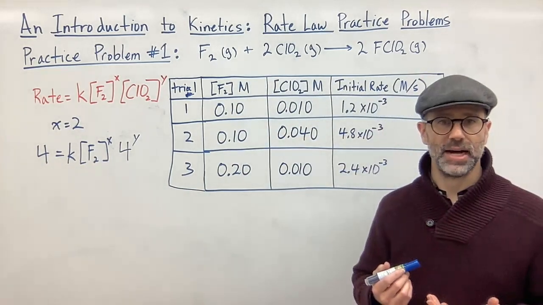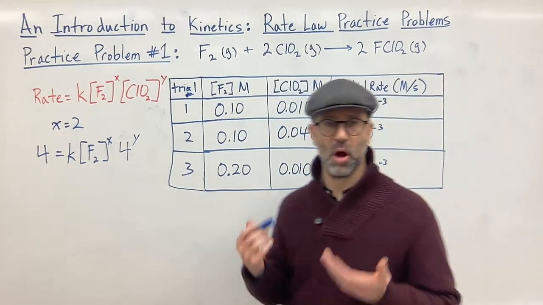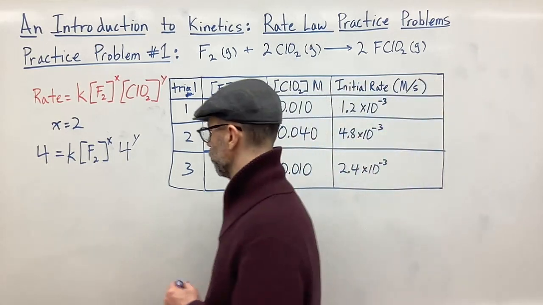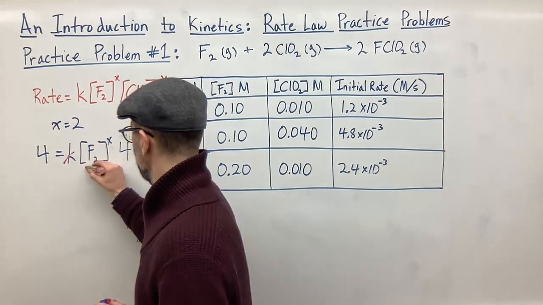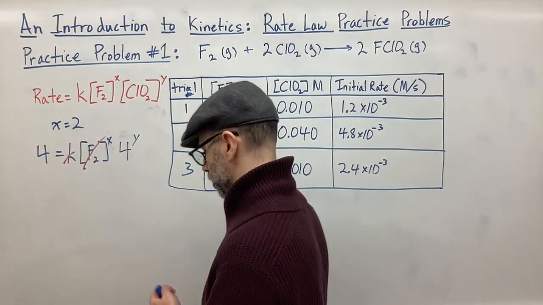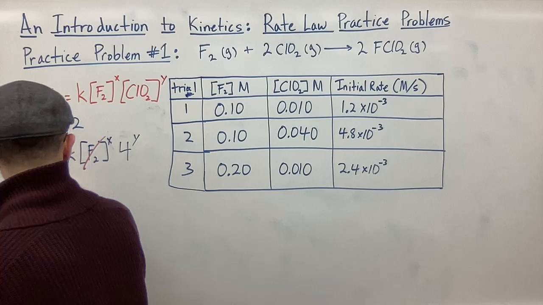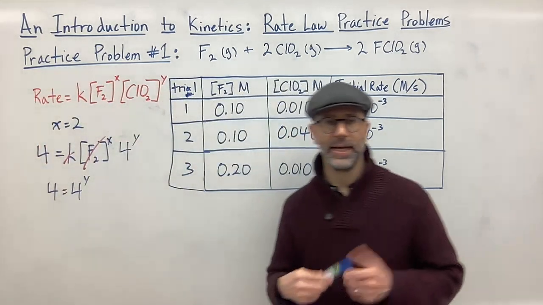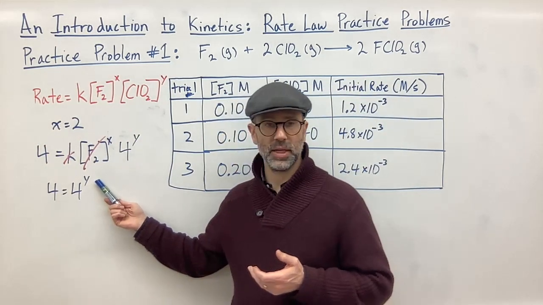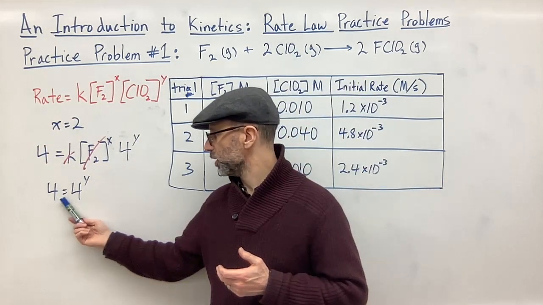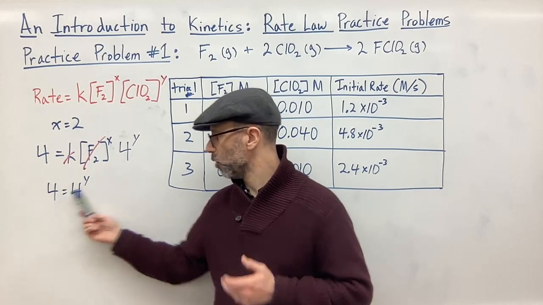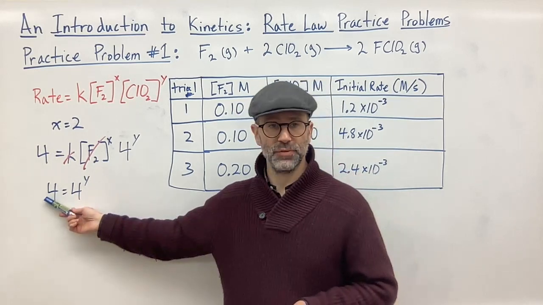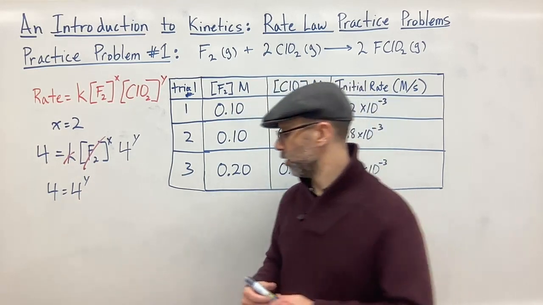And then anything that's constant, we get rid of. So K and F2 are constant in this situation. So K is gone, F2 is gone. So now we're left with 4 is equal to 4 to the y power. And again, what does y have to be in order for 4 to be equal to 4 to the y? Well, again, y needs to be 1. So 4 to the 1 gives us 4. So y is now 1.